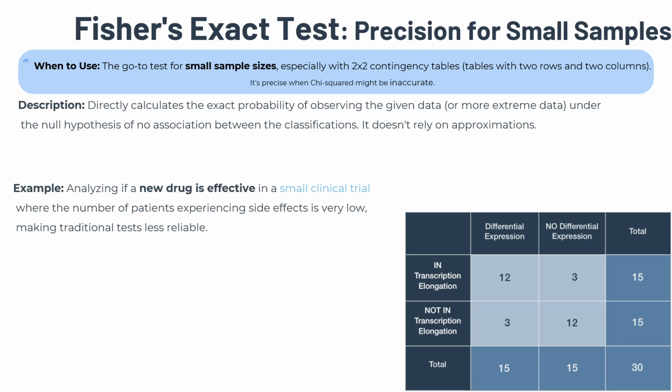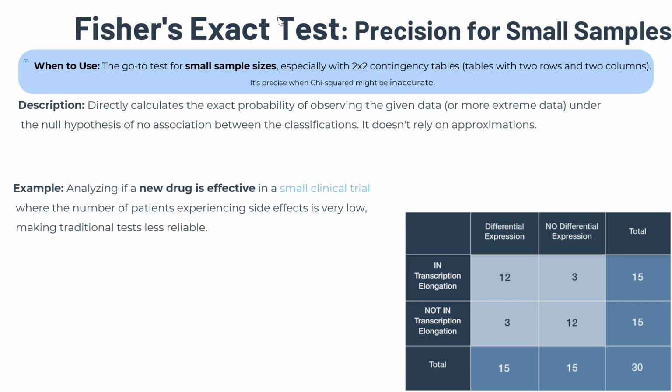Fisher's exact test. This test directly calculates the exact probability of observing the given data under the null hypothesis of no association between the classifications. It does not rely on the approximation. This test is used for small sample sizes, especially with 2 by 2 contingency tables, the tables with 2 rows and 2 columns. It's precise when chi-square might be inaccurate.